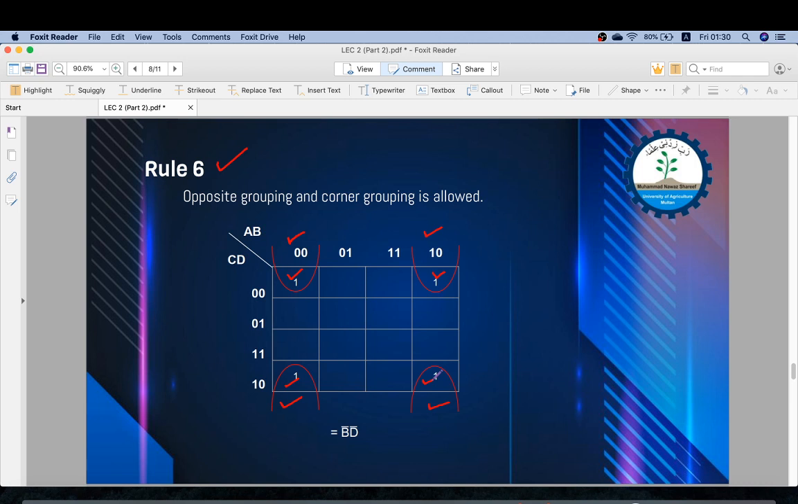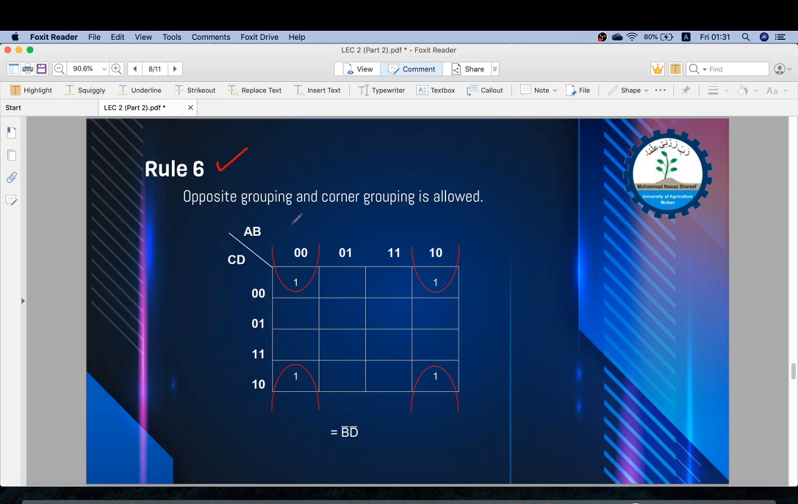Because the more equations we take, the larger our final equation will be. But our main task in using Boolean expressions or K-map is to reduce the equation. So how can we reduce the equation? We will use opposite grouping and corner grouping. How does it work? It works like this. For example, let me erase this so that we can understand easily.